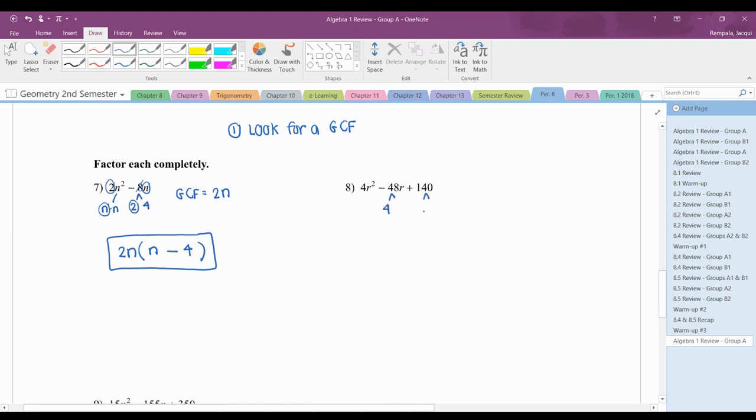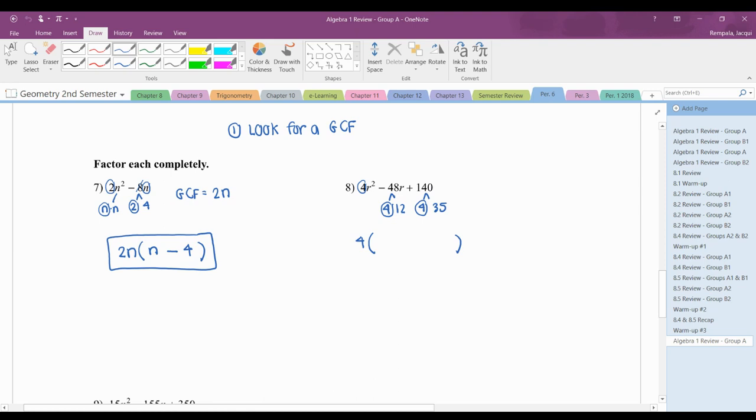So let's look at this. 4 times something to get 48. Well, that's going to be 12. 4 times 12 is 48. What multiplies by 4 to get 140? Well, that's 35. So notice that they do all have a 4 in common. So I get to write the 4 on the outside, and in parentheses, I want to put what's left over. Because I started with 3 terms, I have to have 3 things in the parentheses.